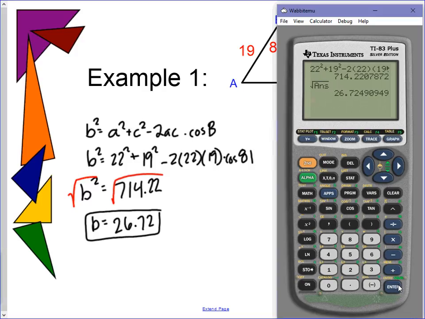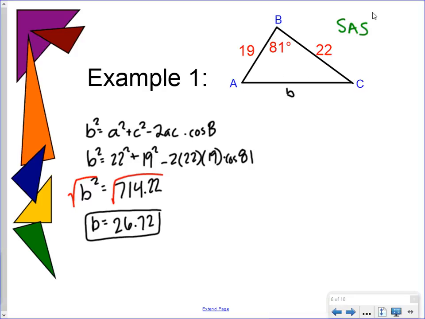Now, I want you to think about, if you know this side is 26.72, have a little brainstorm at your tables and talk to the people around you. How could you go about now finding the two missing angles? So angle A or angle C. Brainstorm with your members. There's more than one way to do this, so see what people are thinking. How would you find the angles?